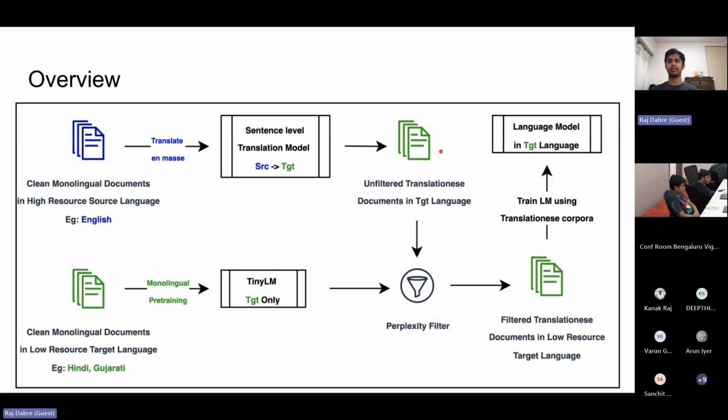How do you know whether the data is reliable or not? Well, why don't we just take the help of a small language model? So we again have clean monolingual documents in the low resource language. We might not have a lot, but we'll have something. We train a very tiny LM on that particular target language. Then we pass the unfiltered data through a perplexity filter using this tiny LM. And then we have this filtered version of the translationese documents. We rank them according to perplexity and take the top K representing a certain number of billion tokens. And then we use this translationese data and train a language model. And this is how we get a language model in the target language.